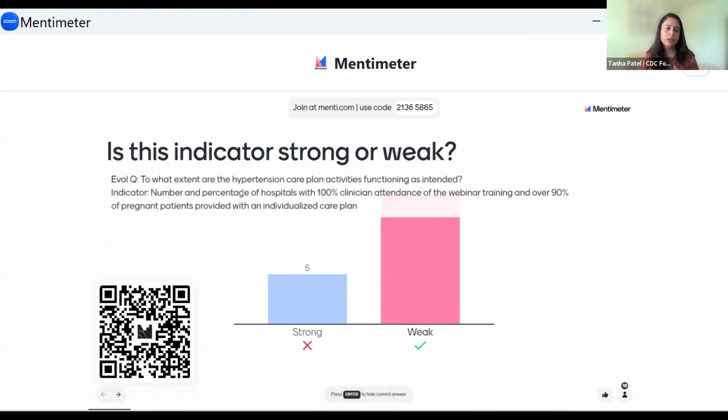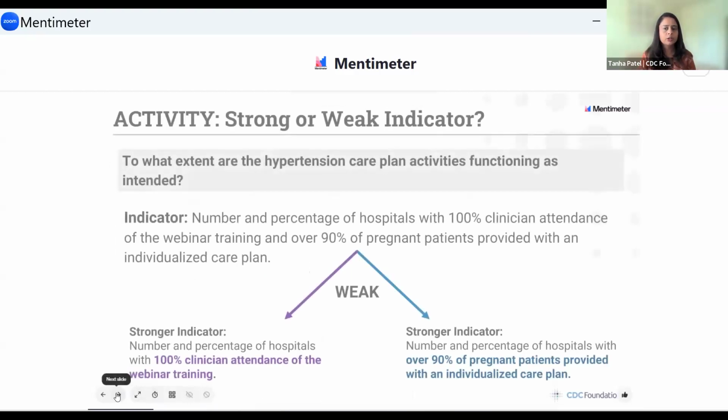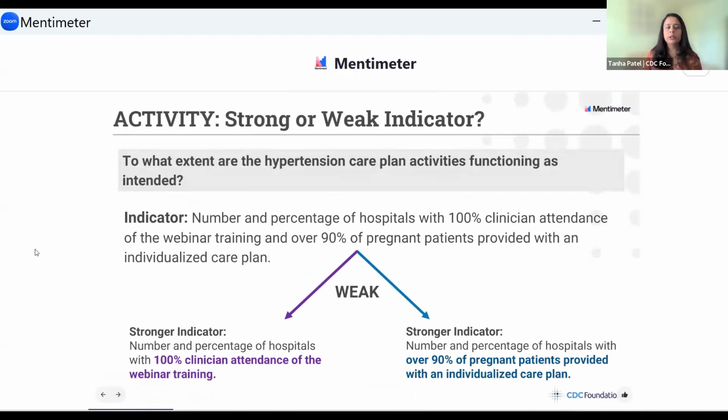This indicator is weak because it's measuring multiple elements at the same time. It's trying to measure both the number of hospitals with 100% clinician attendance for training and that over 90% of pregnant patients have an individualized care plan at the same time. So a stronger way to build these indicators is to split them up into separate indicators. One that is just focused on number and percentage of hospitals with 100% clinician attendance of the webinar training, and number and percentage of hospitals with over 90% of pregnant patients provided with an individualized care plan as a completely separate indicator.